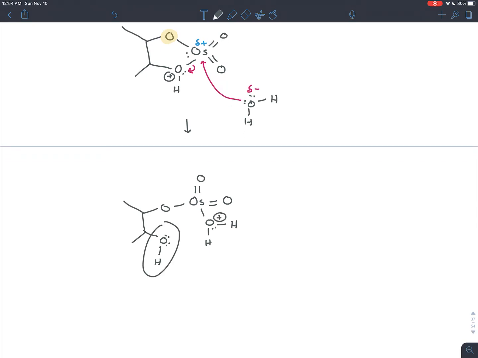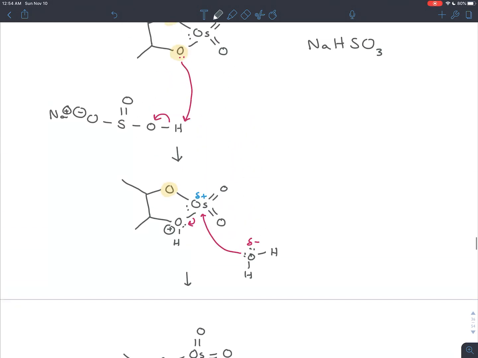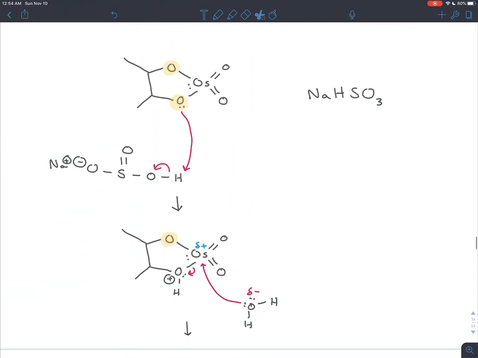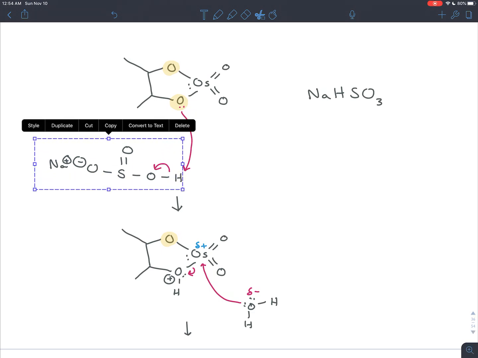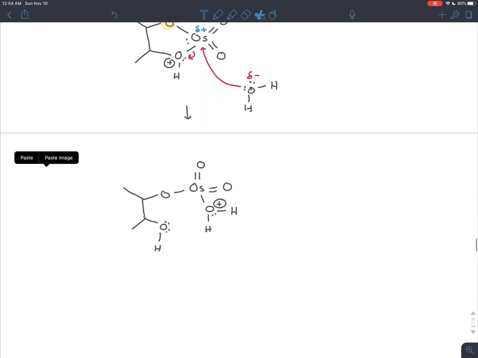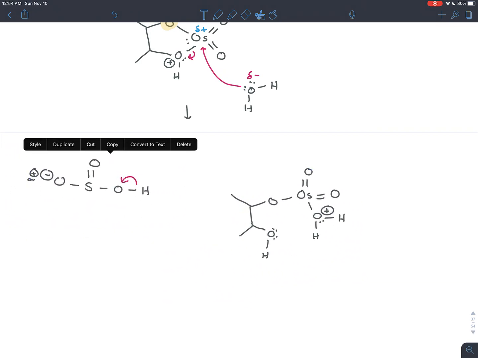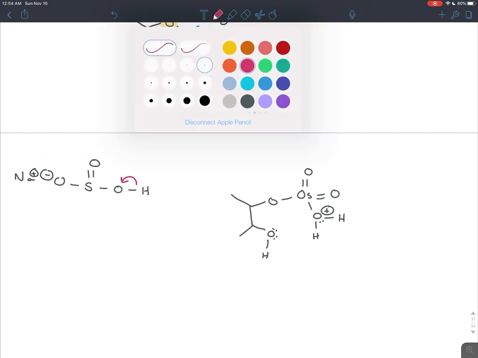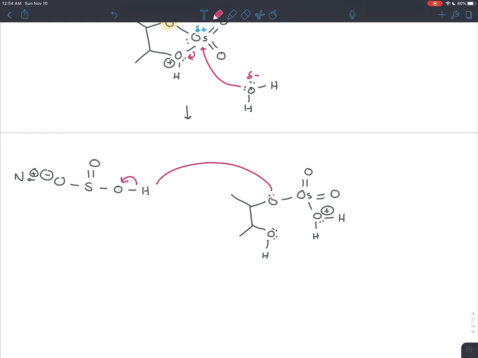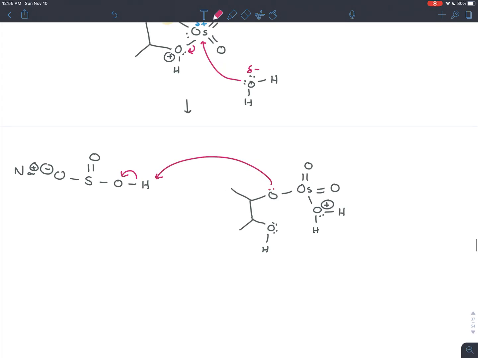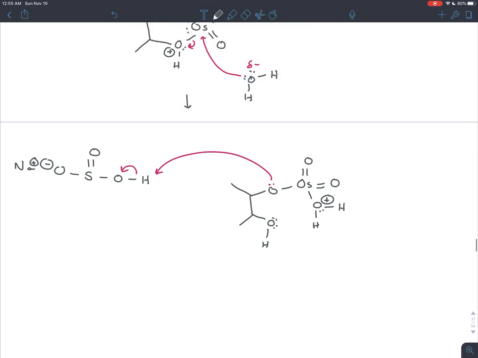So we have one of our diols, and then that process just happens again. You get another proton transfer from another sodium bisulfite. This other oxygen steals one of those slightly positive hydrogens to turn itself into sort of a better leaving group.